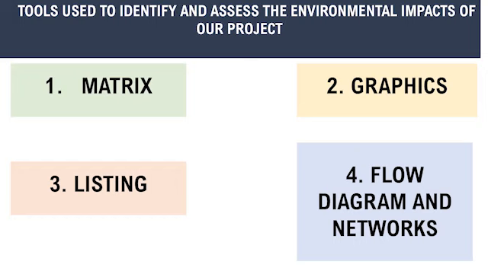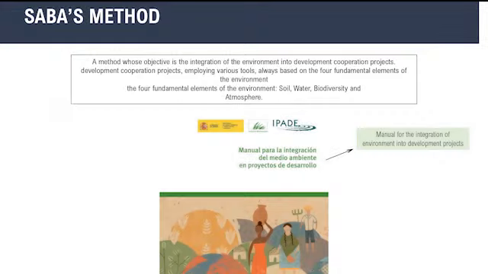So we will start with the SABAS method. This is a method whose objective is the integration of the environment into development cooperation projects, but it can be used for any other. It employs various tools, always based on the 4 fundamental elements of the environment: soil, water, biodiversity, and atmosphere. So for each of our impacts, we have to see if they have an impact on the soil, the water, biodiversity, or the atmosphere.